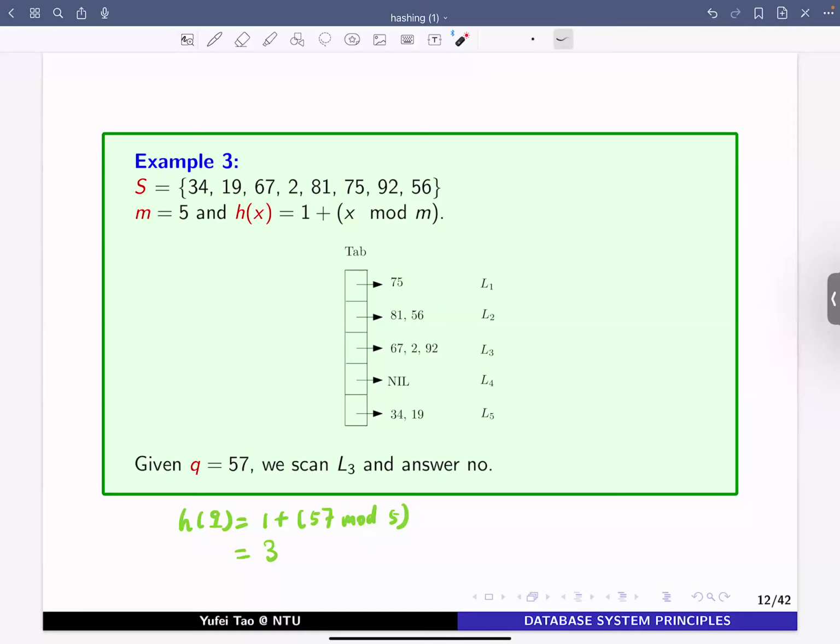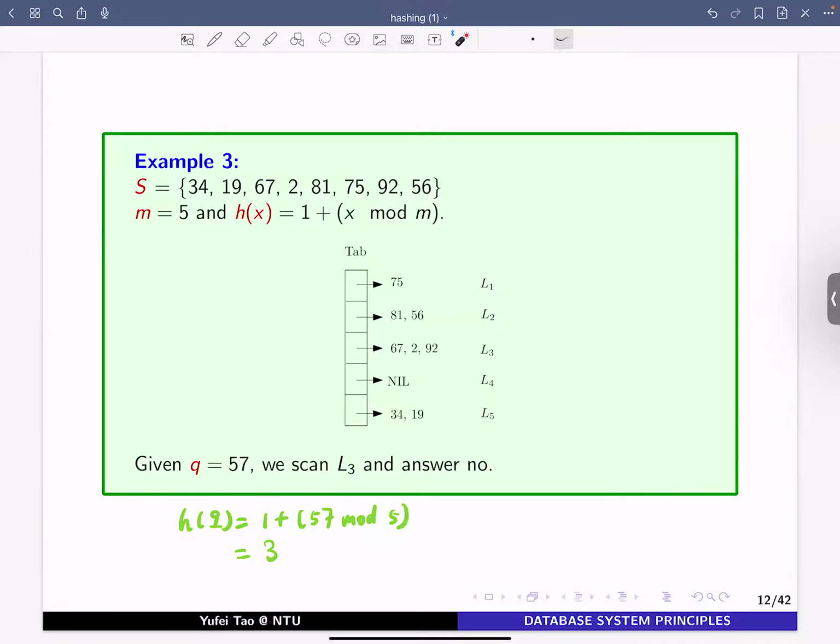So you get the address of the file, and then you want to go and open up the file and read it until you find 57 or until the end of the file. Okay. So in this case, we read the entire file and still we don't see this 57. So this is the reason why we're able to conclude that 57 cannot be in the set. Okay. So importantly here, we don't have to search anything else. We don't have to look at the other 4 buckets.